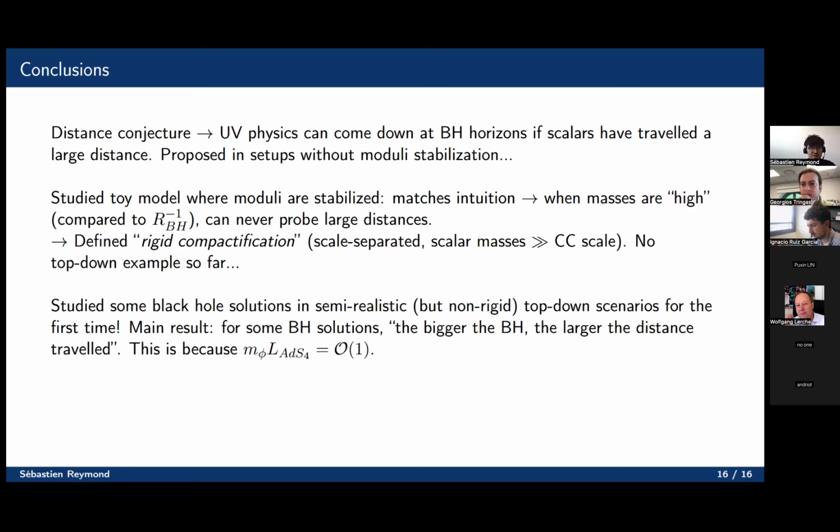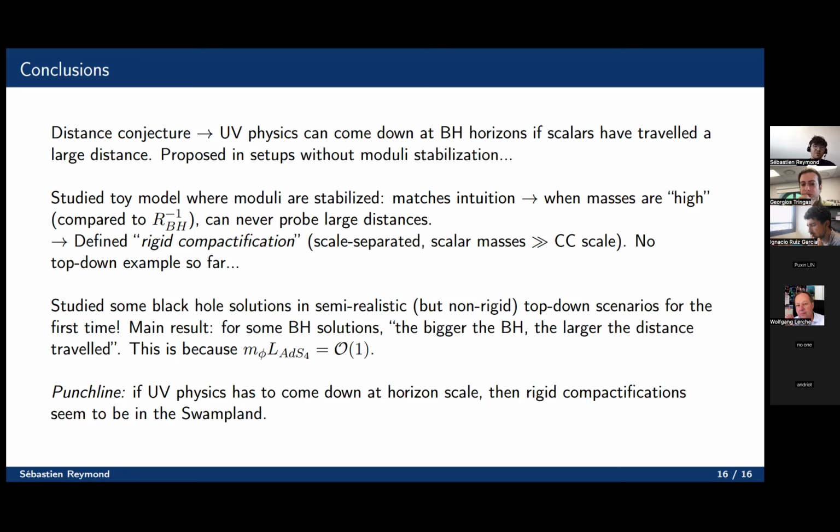So maybe to finish, the punchline is that if for whatever reason you would like UV physics to come down at horizon scales, then it seems that rigid compactifications are in the swampland. And this is also backed up by the fact that there's, as far as we know, very few, if any, examples of rigid compactifications in top-down examples.